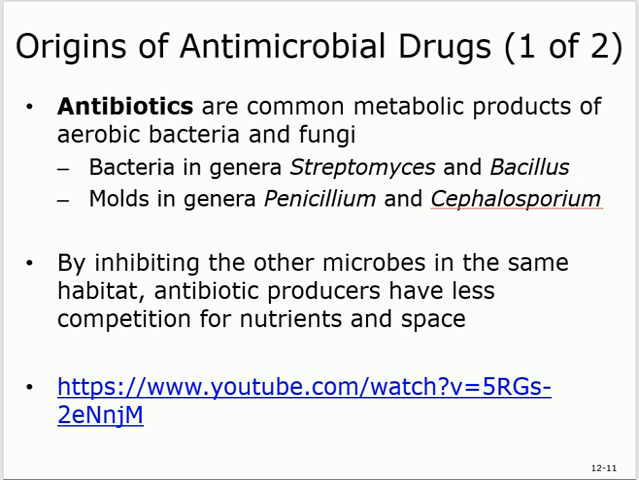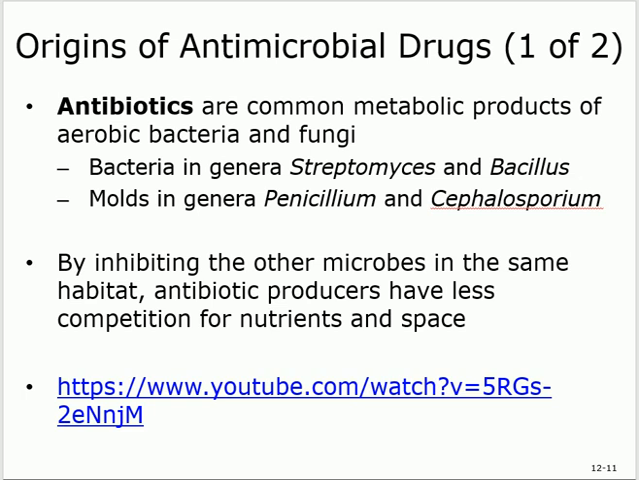Antibiotics, as I mentioned before, are a metabolic product of aerobic bacteria and fungus. They produce it, and I told you how they found out, right? They put the bacteria on a dish and saw that this bacteria was secreting something to kill the others. What is that something? They found out that it is a chemical compound, and we call it antibiotics. So it is a natural metabolic product of these bacteria and fungi.